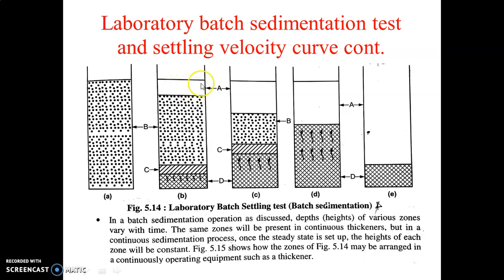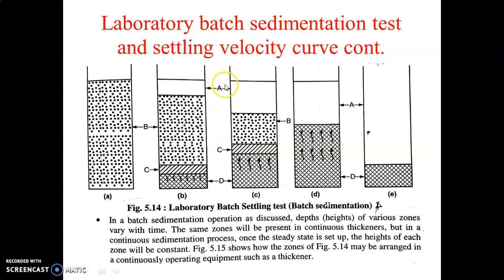So when we keep this cylinder as it is after mixing, 4 zones are obtained immediately. The first, zone D, is called the heavier, faster settling particle zone. Then zone C is called the non-uniform concentration zone. Zone B is called the uniform concentration zone of solid, and zone A is called clear liquid.